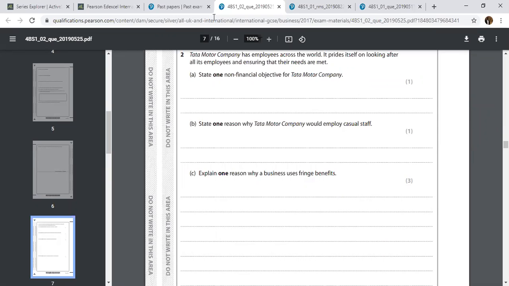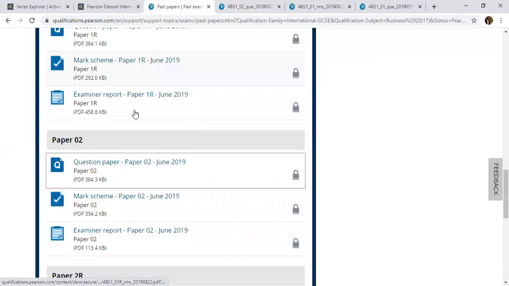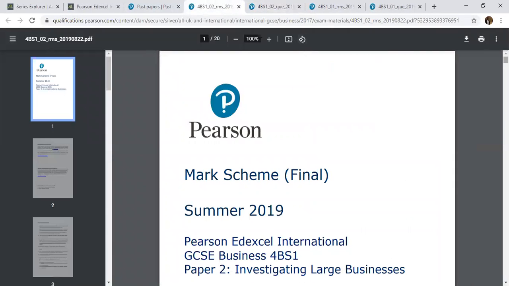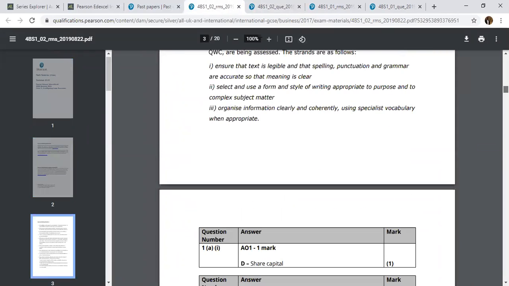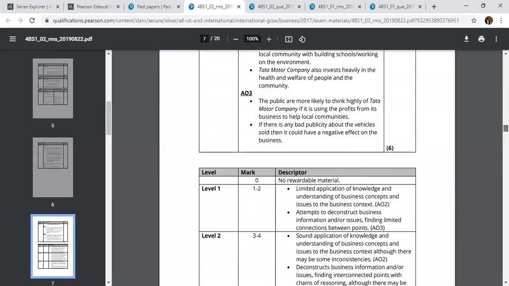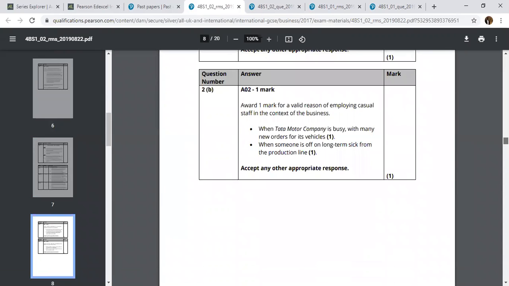Casual employees, you can see question number 2, part B. Look at the marking scheme for this question. For casual workers in the Tata organization, sometimes there is high demand for a particular order for a vehicle, and they can use these workers, like on call. Sometimes you can see part D answer.